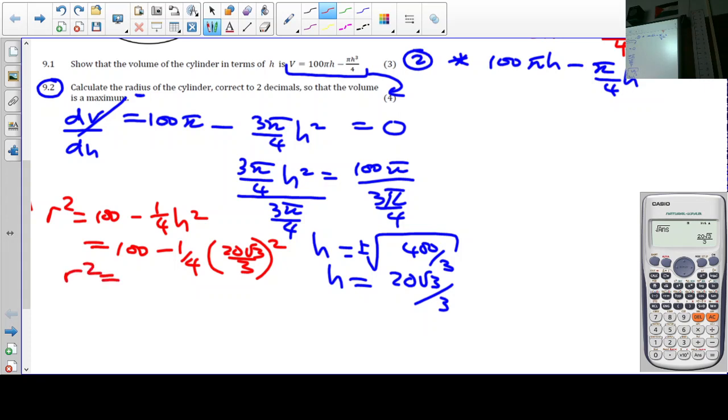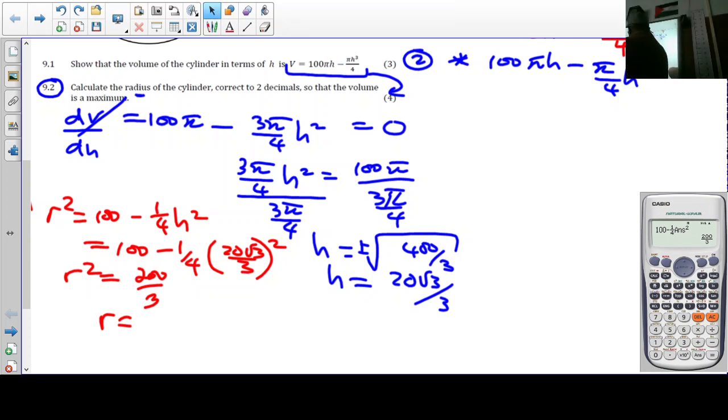Okay. So r squared works out to be, again on our calculator, 100 minus a quarter, answer squared, because we have worked out what h was. So it's 200 over 3, and then we take the square root of that. The square root of that answer gives us 8,16. 8,16 centimeters or units or whatever it is given at that point.